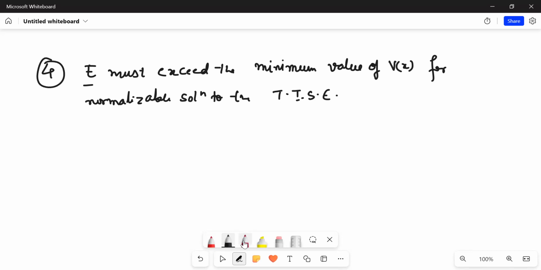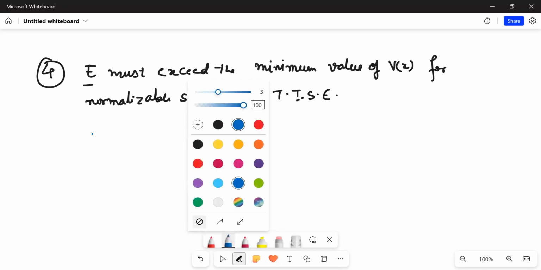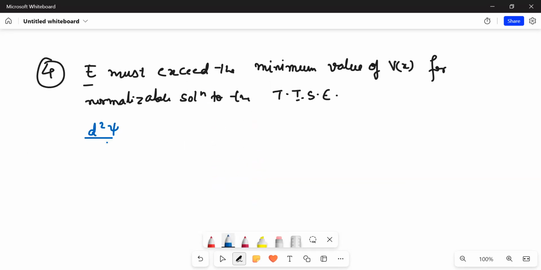So the time independent Schrödinger equation can be written like this. I'm writing it here. What is the time independent Schrödinger equation? It is simply ψ''(x) = (2m/ħ²)(V(x) − E)ψ(x).